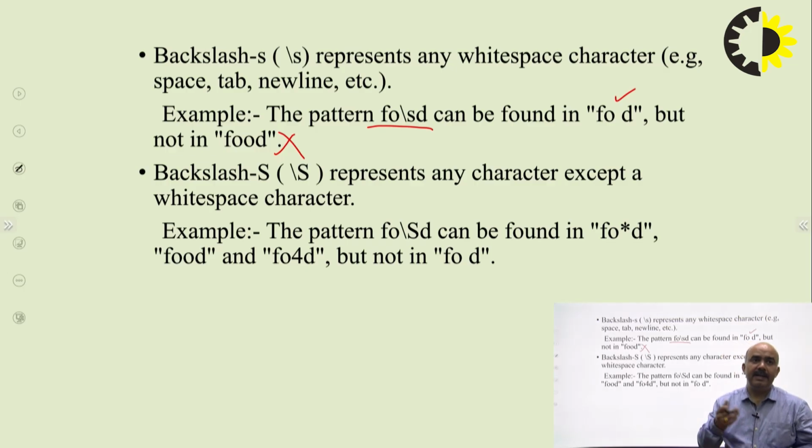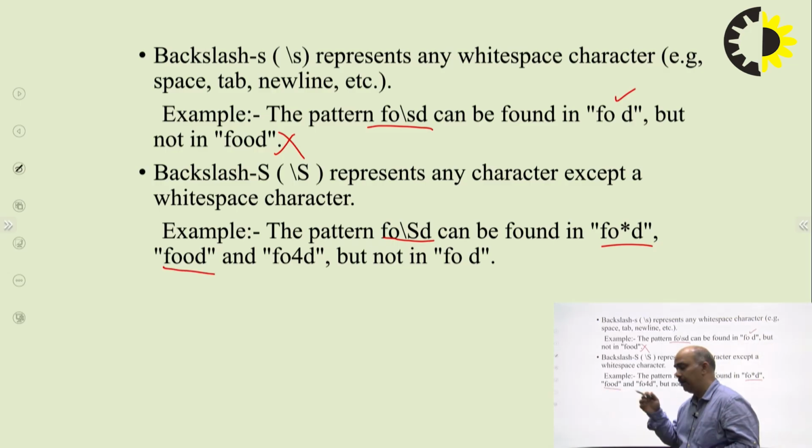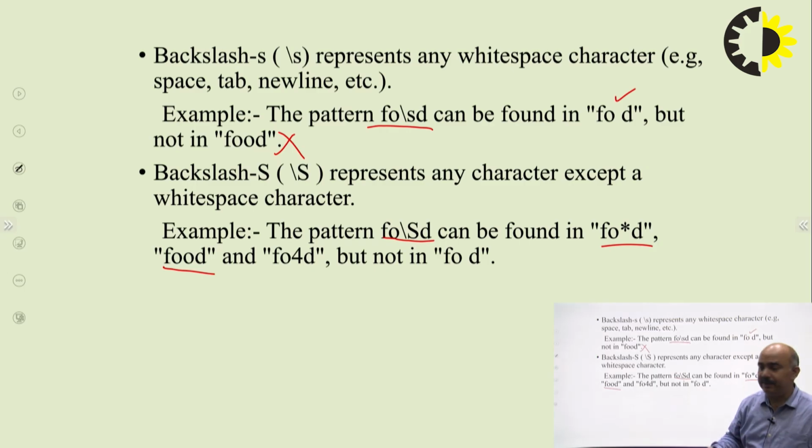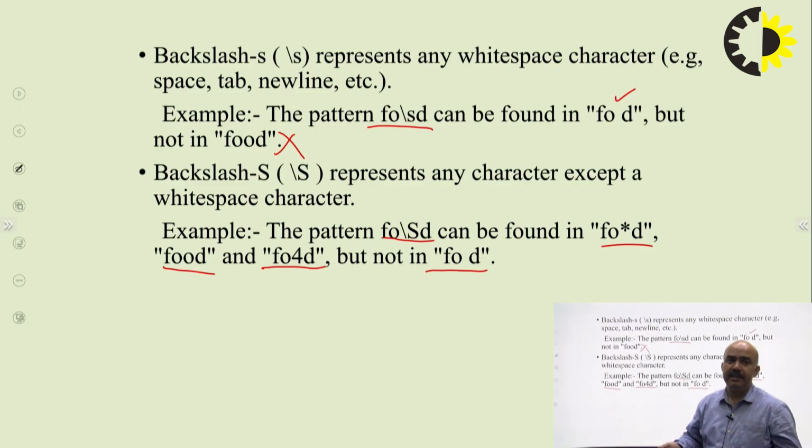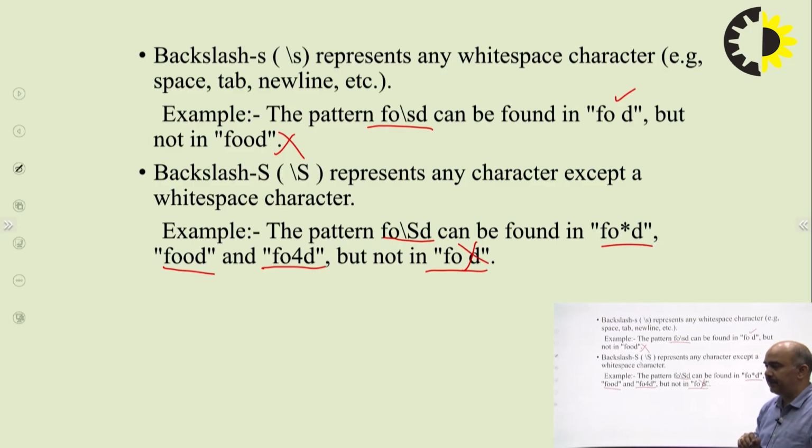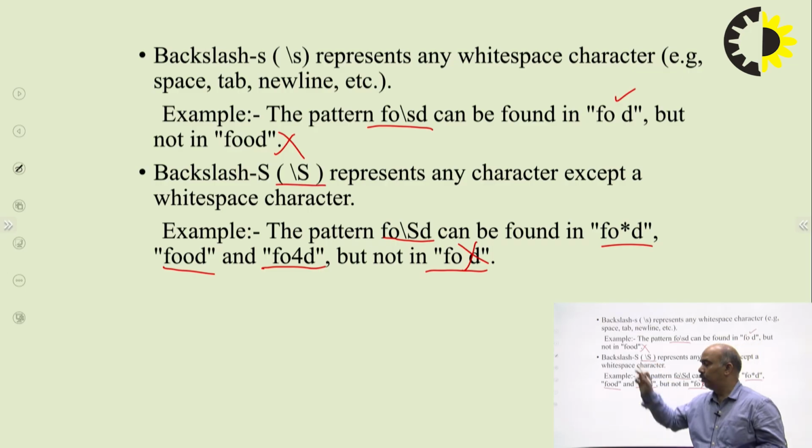Then we have the uppercase backslash uppercase S, which represents any character except the white space characters. So here white space is not allowed. We say fo*d is acceptable, a character is there, yes, acceptable. A digit value in between at that location, acceptable. But if there is a white space, that is not acceptable. So that will not be recognized as per this rule, and that pattern will not be matched at that time.